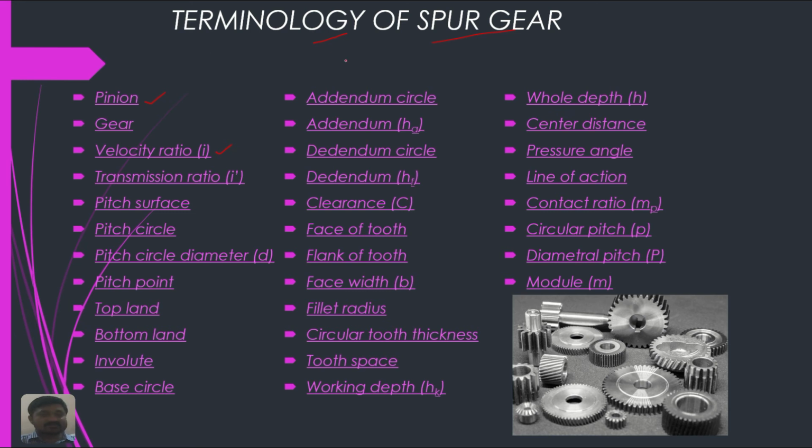So what are the terminologies of spur gear? They include pinion, gear, velocity ratio, transmission ratio, pitch surface, pitch circle diameter, pitch point, top land, bottom land, involute, base circle, addendum circle, addendum, dedendum circle, dedendum, clearance, face of tooth, flank of tooth, face width, fillet radius, circular tooth thickness, tooth space, working depth, whole depth, center distance, pressure angle, line of action, contact ratio, circular pitch, diametral pitch, and module. These are the total terminologies of a spur gear, and we will see them in detail.